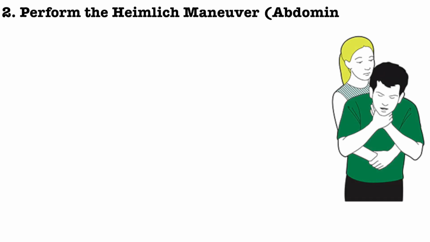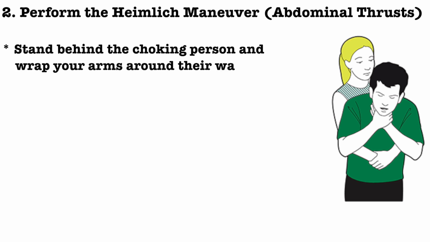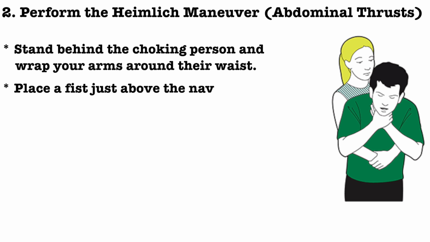Second, we will perform the abdominal thrust. Stand behind the choking person and wrap your arms around their waist, as we can see in the picture. Then next step we will perform: place a fist just above the navel, thumb side in.